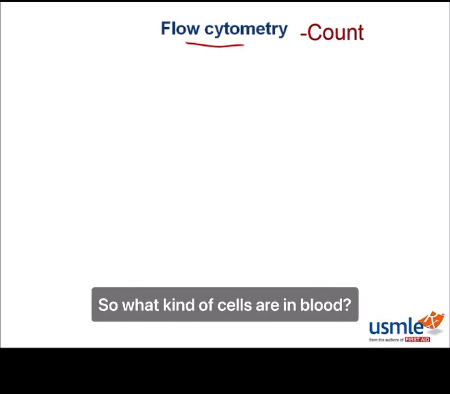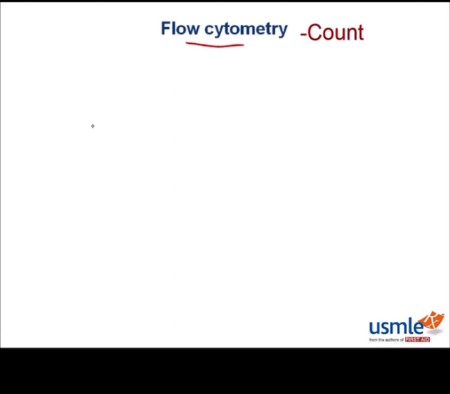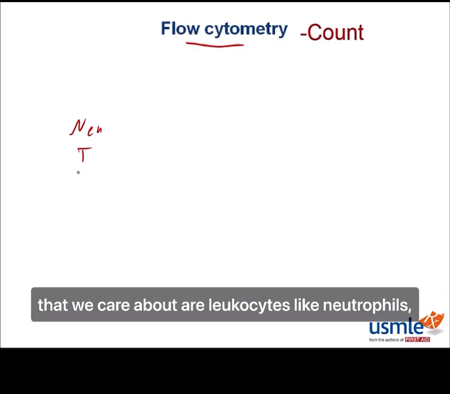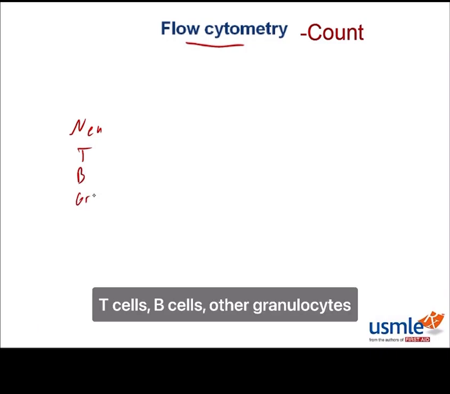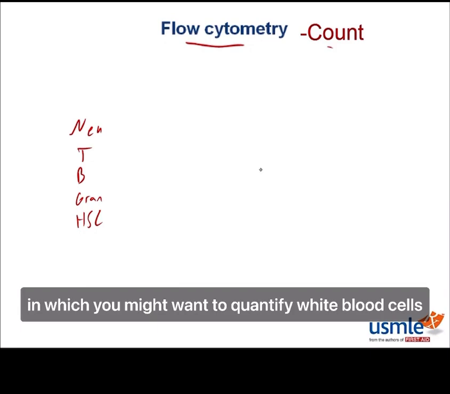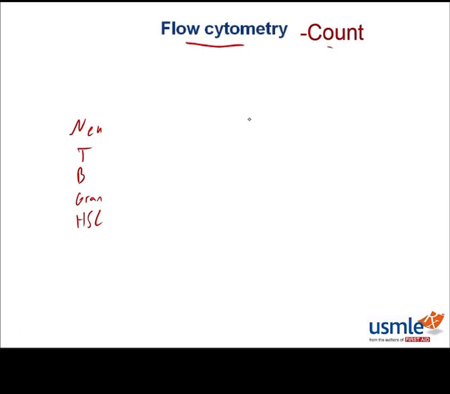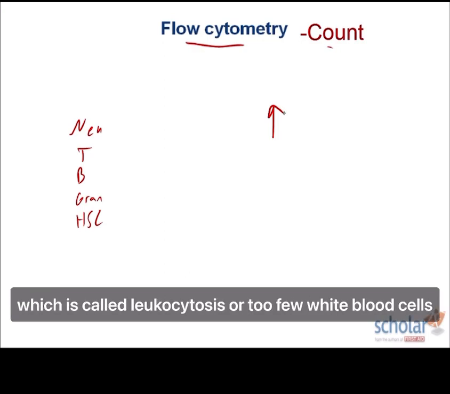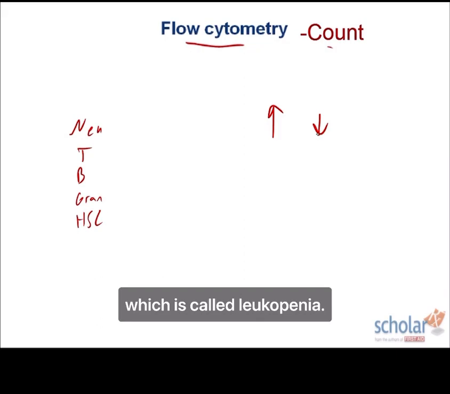So what kind of cells are in blood? Well, some of the most important ones that we care about are leukocytes like neutrophils, T cells, B cells, other granulocytes, or even hematopoietic stem cells. And can you think of any situations in which you might want to quantify white blood cells? That would be if you're trying to figure out if you have either too many white blood cells, which is called leukocytosis, or too few white blood cells, which is called leukopenia.